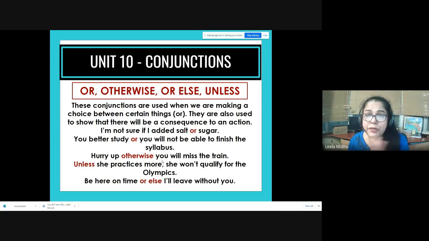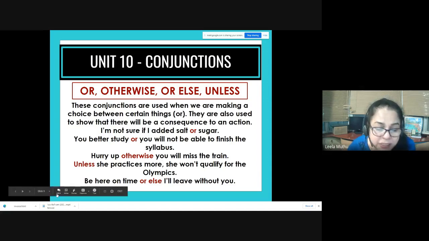Or you can put it in another way. Practice more, otherwise you won't qualify for the Olympics. Be here on time. You better be here on time, or the result will be that I leave without you. Be here on time, or else I'll leave without you. Be here on time, or I'll leave without you. And unless you're here on time, I'll leave without you.